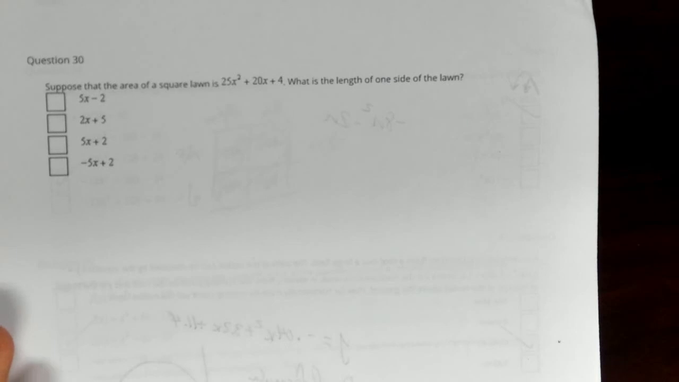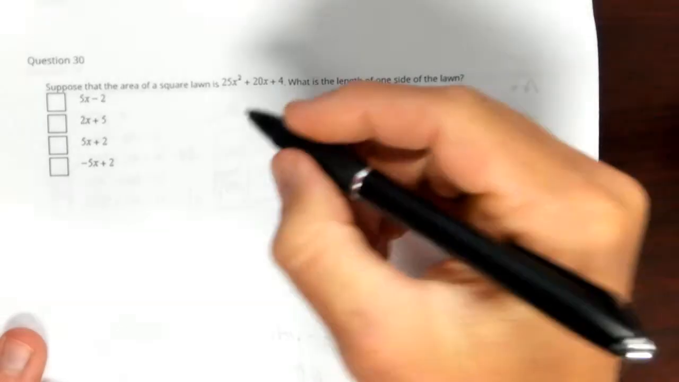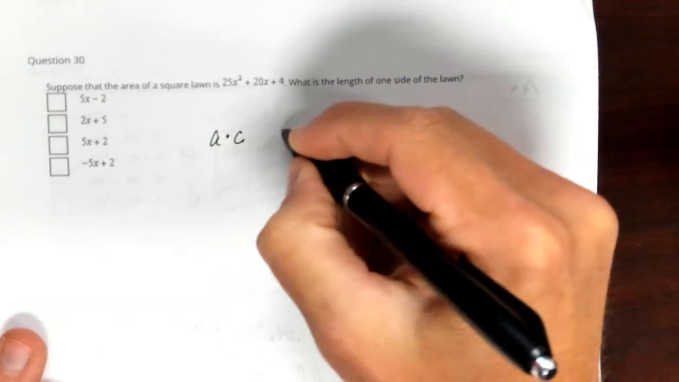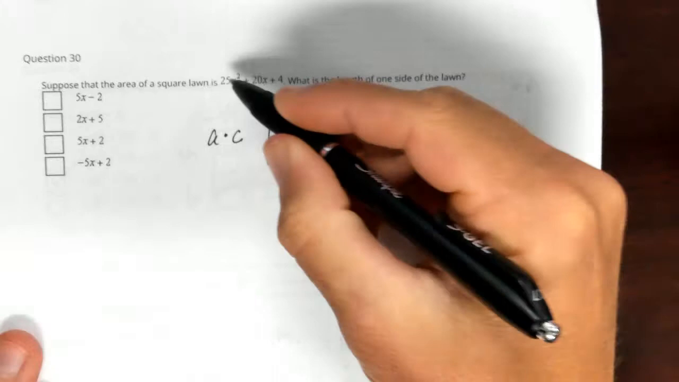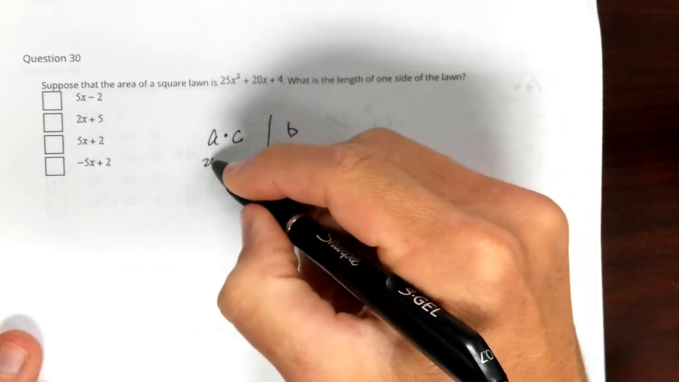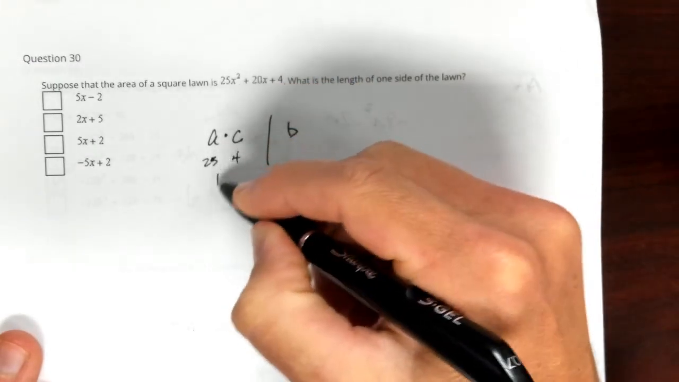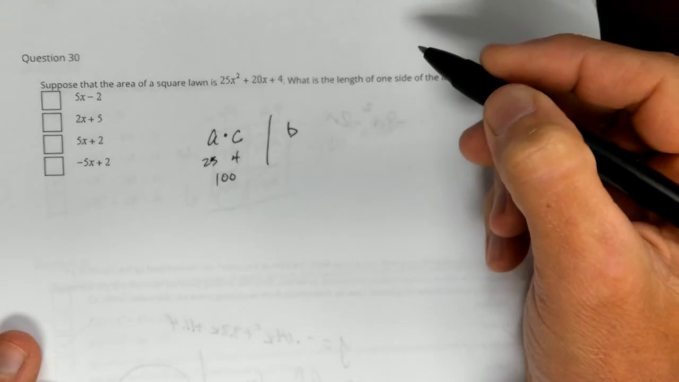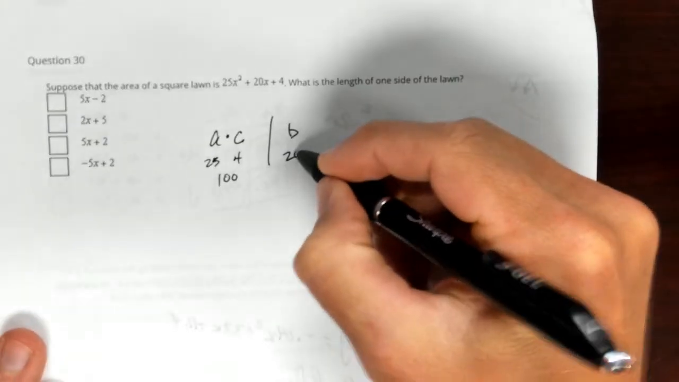Last one, number 30. It says, suppose that the area of a square lawn is 25x squared plus 20x plus 4. What's the length of one side? So I'm asking you to factor this. So again, we're looking for factors of a times c that adds to give me b. So in this case, a times c is going to be 100. That adds to give me a positive 20.